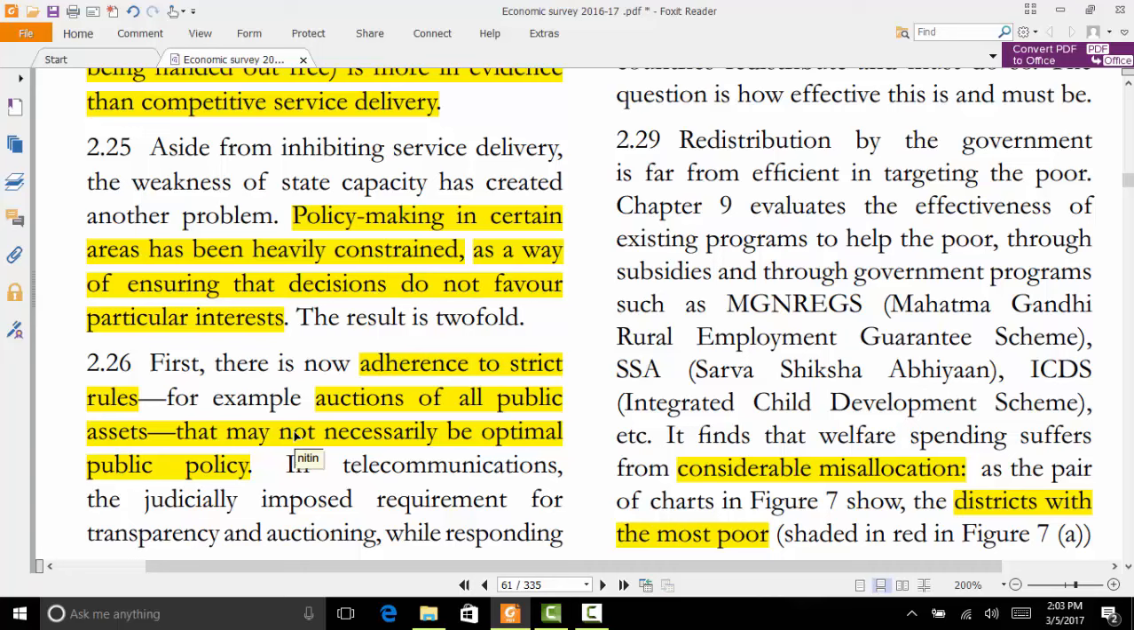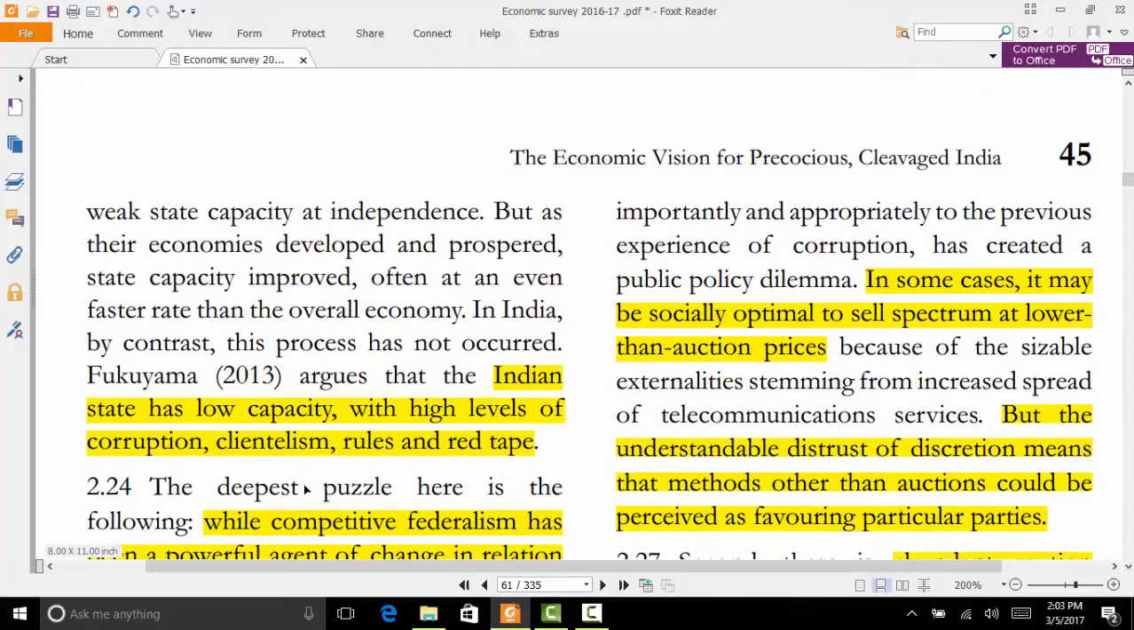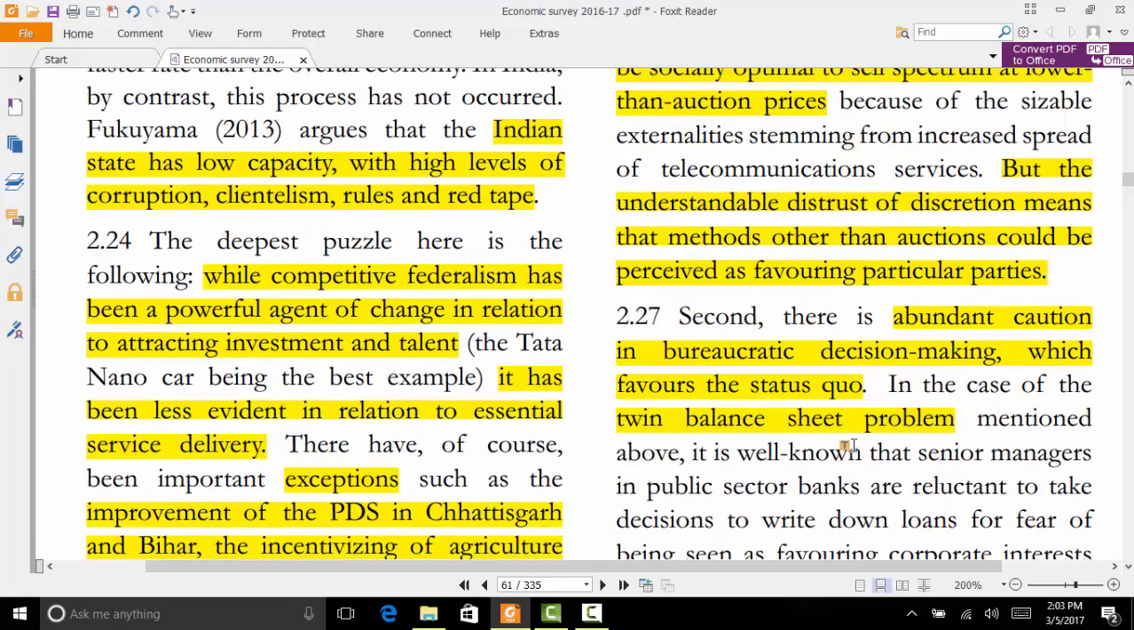For example, the auction of all public assets: whether auction is optimal or not for public policy. It happened last year with the spectrum auction. At one time it didn't realize its actual value, and at another time it was sold off at higher prices, when it could have done good for the people with better services. Because it is discussed here that in some cases it may be socially optimal to sell spectrum at lower than auction prices. So it leads to very cautious bureaucratic decision making, and the bureaucrats start favoring the status quo.